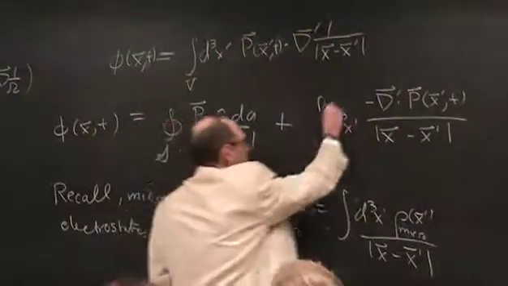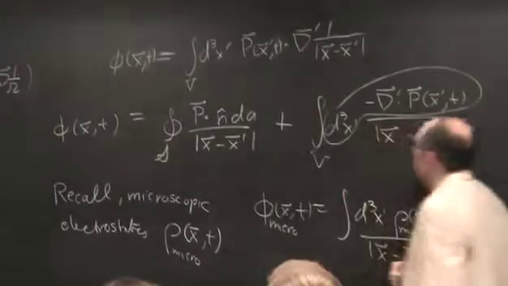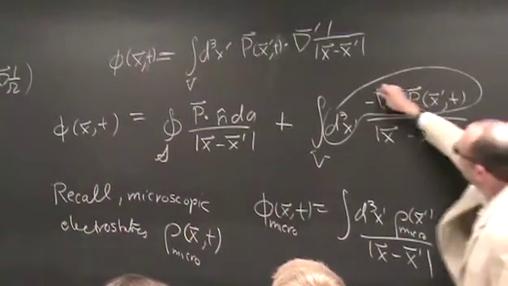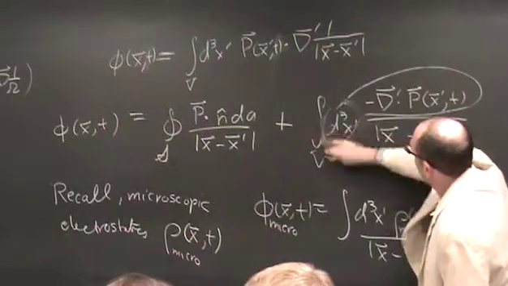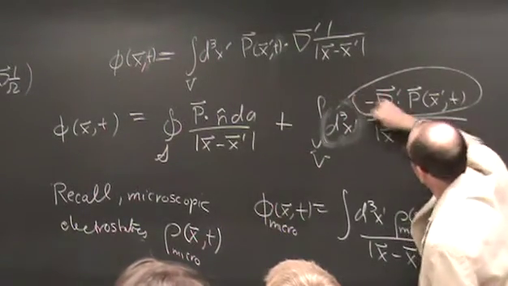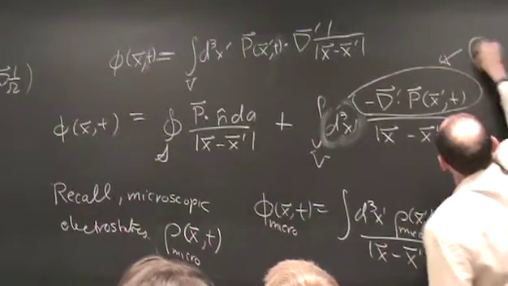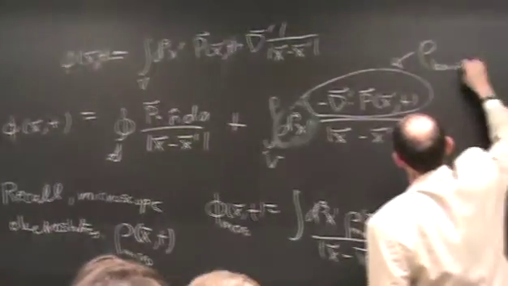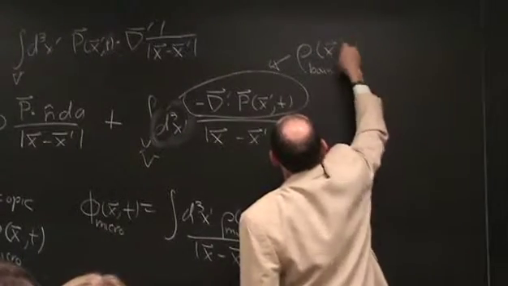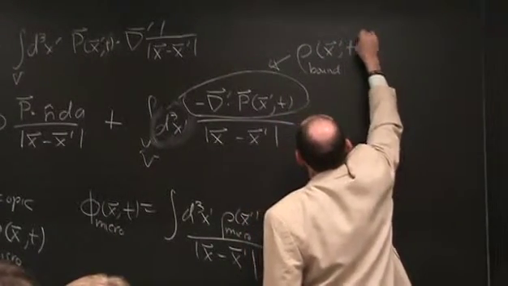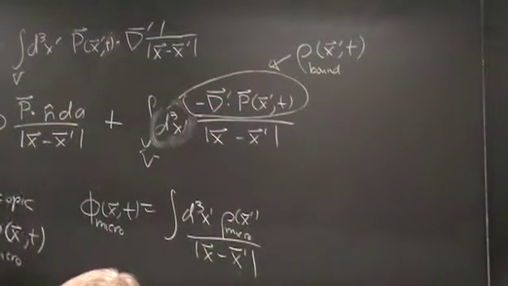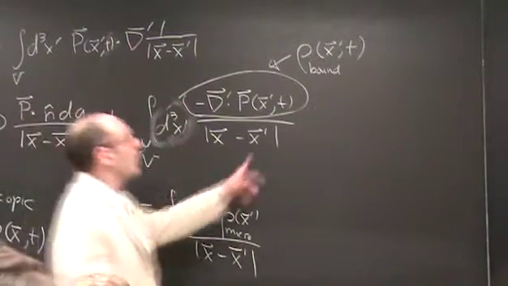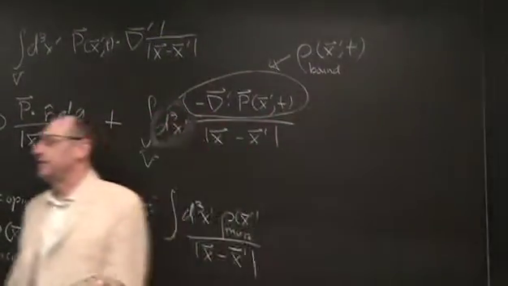So this has exactly that form, and thus we have an interpretation of this thing. We call this the bound charge density, fine and coarse-grained as a function of position at the instantaneous time. So minus the divergence of the polarization, the dipole density, is the coarse-grained bound charge density.